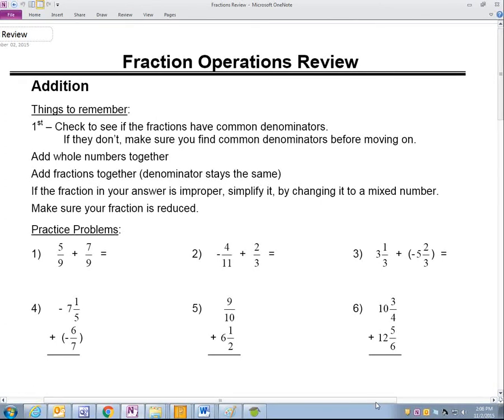Yes. Addition. Things to remember. First, you're going to want to check to see if the fractions have common denominators. In addition and subtraction, put your knees under your desk, people. Put your knees under your desk. You're not turning around. Yes, you. Thank you. Stop.